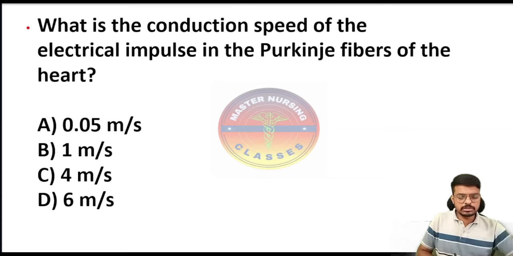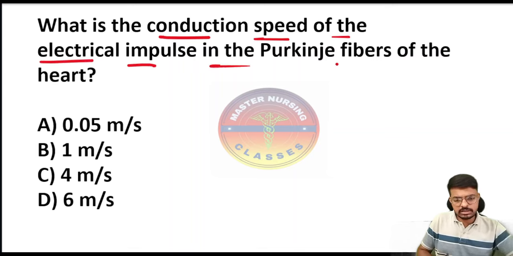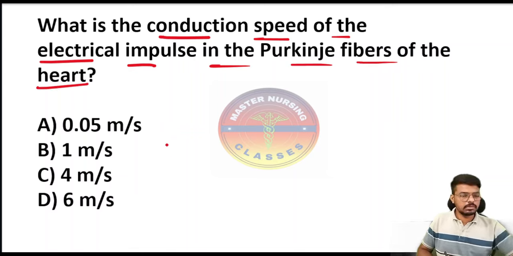Simple question here, so try to answer it. What is the conduction speed of the electrical impulses in the Purkinje fibers of the heart? Option A, 0.05 meter per second. Option B is 1 meter per second. Option C is 4 meters per second, and option D is 6 meters per second.